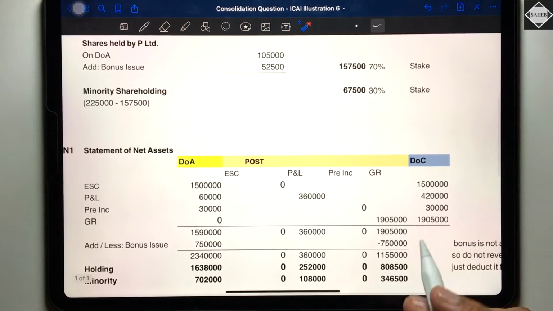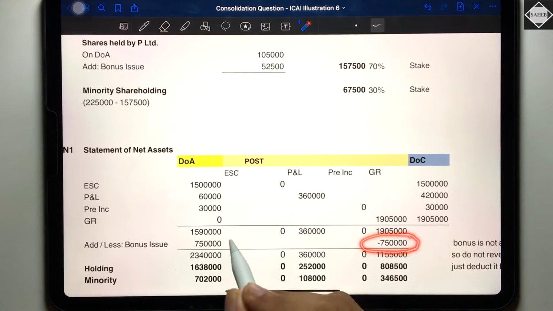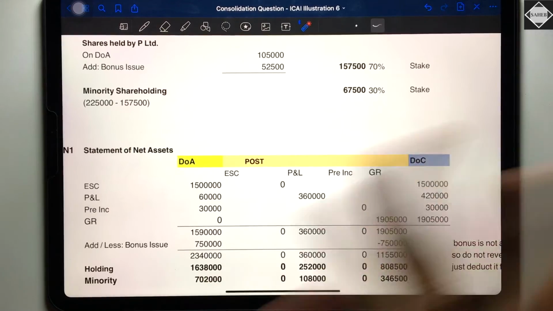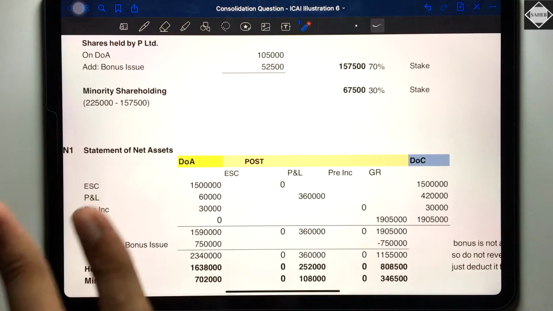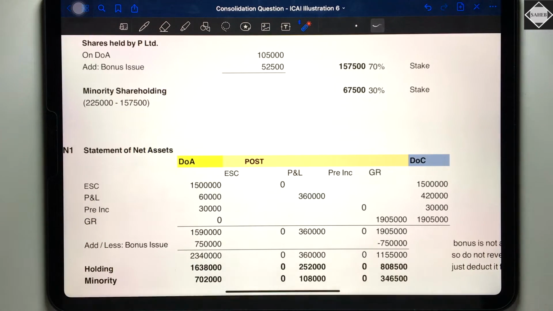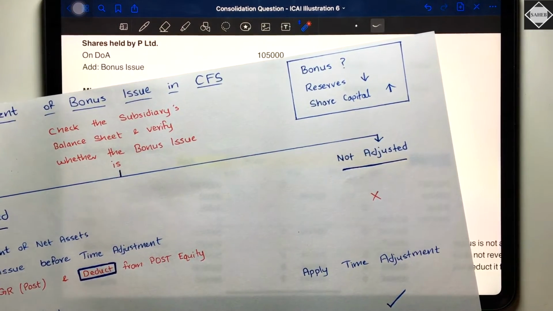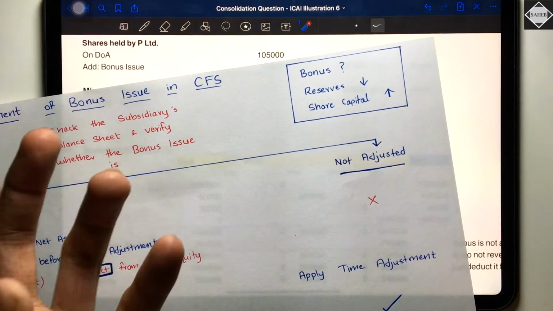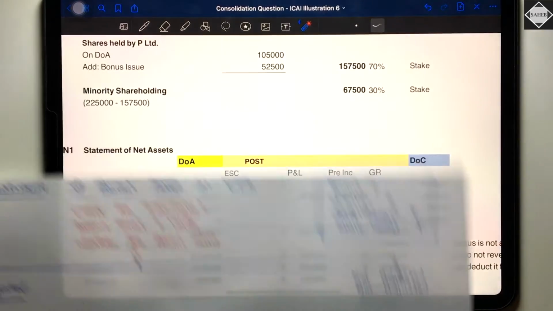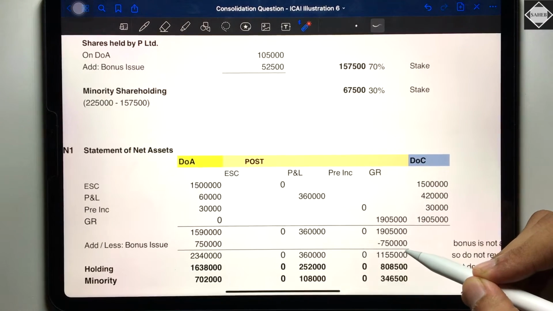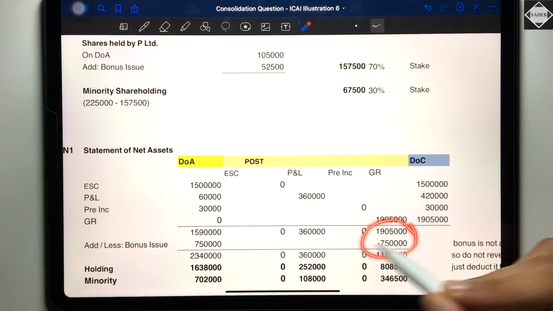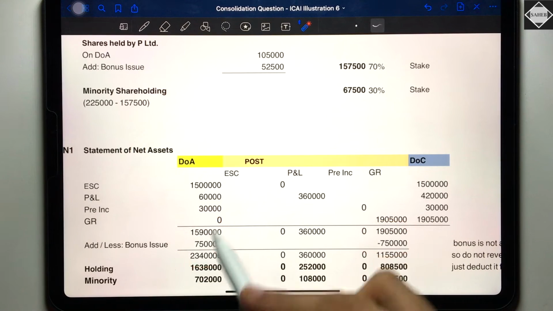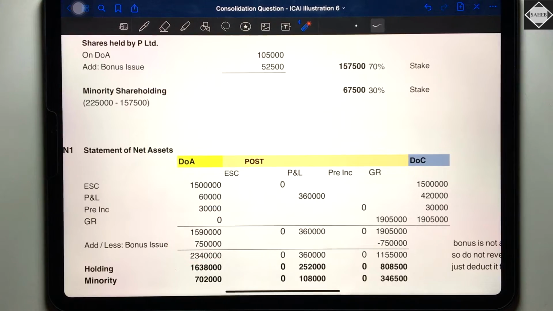Fine. So you understood now. 7,50,000 subtracted over here and 7,50,000 added over here. You all know bonus is nothing but just shuffling of the net assets. No new thing is coming into the company. There is no increase or decrease in the total net assets of the company because of bonus. It's just that you have converted the reserves into share capital, right? So you just decrease the reserve depending upon the source, that is post GR. So you deducted that over here and you added back over here. You have increased the capital by the same amount, 7,50,000, 7,50,000. Is it clear?